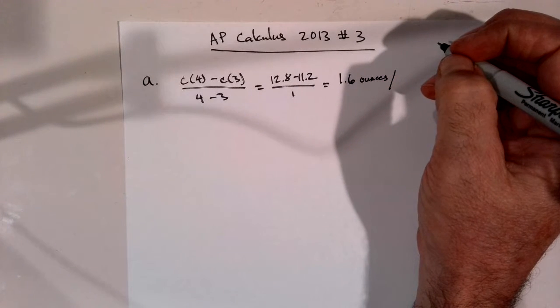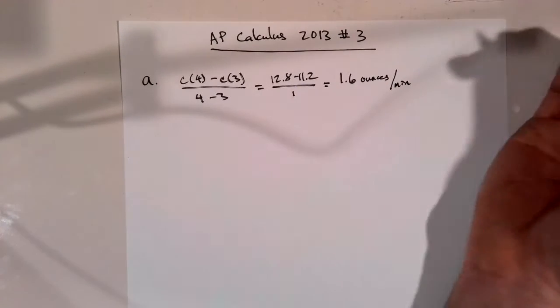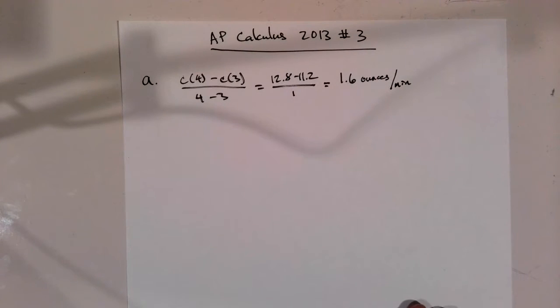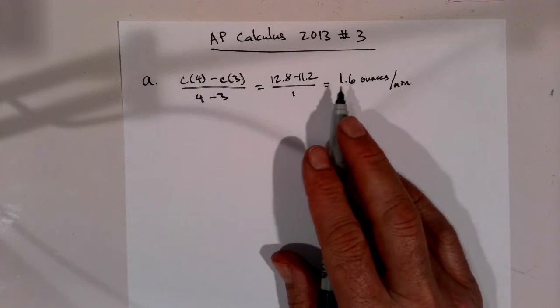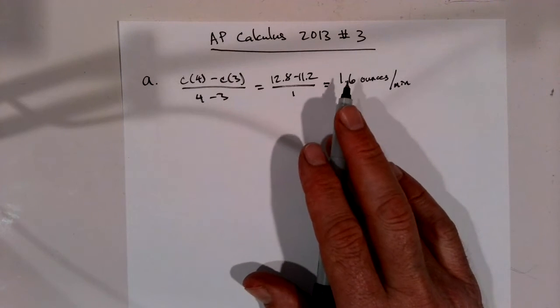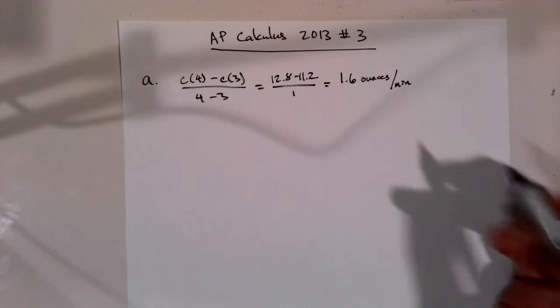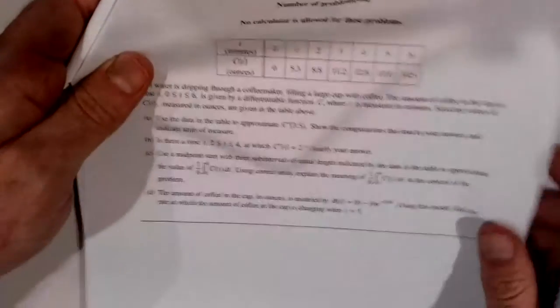Ounces per, and in this table, we measured time in minutes. It says indicate the units of measure, which we did. This just means that the coffee at that time is increasing by a rate of 1.6 ounces every minute. Okay, easy enough. Part B.